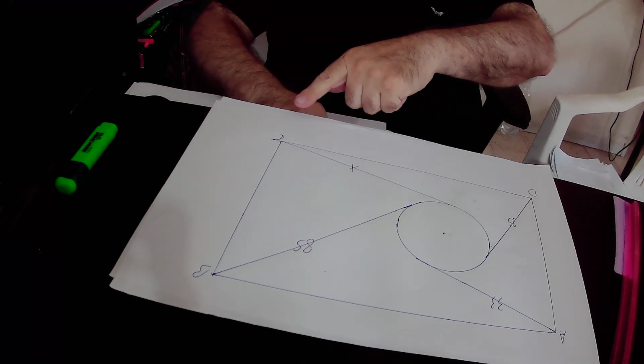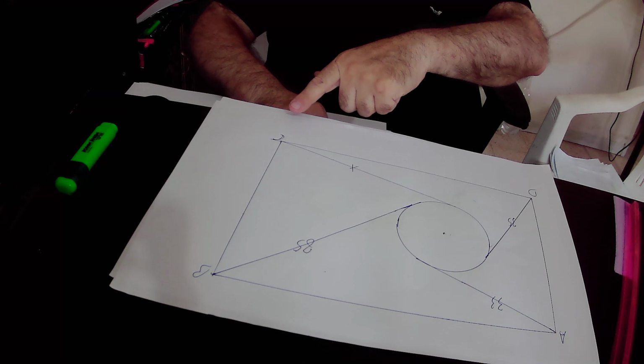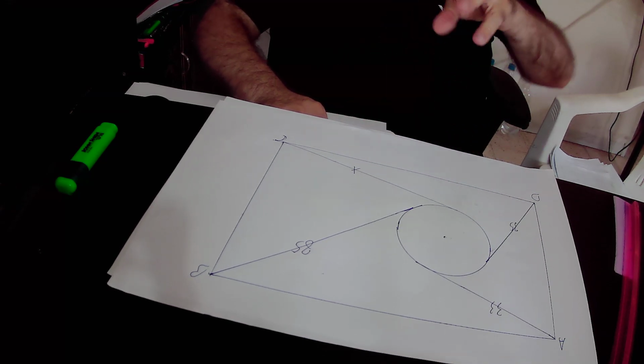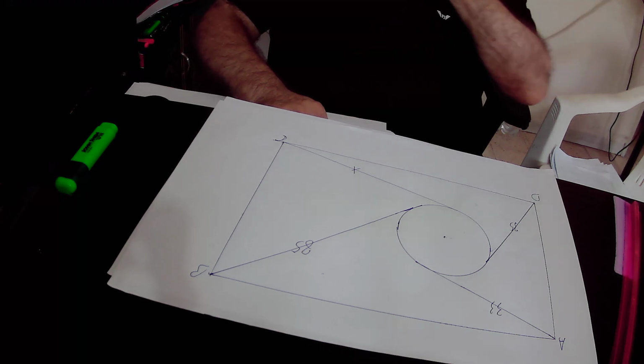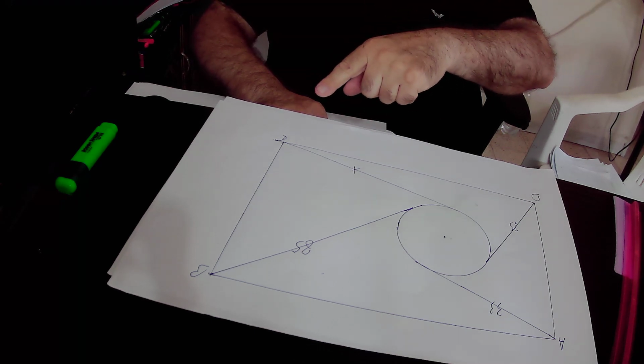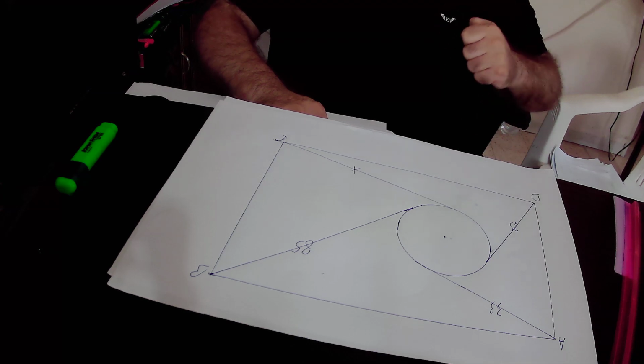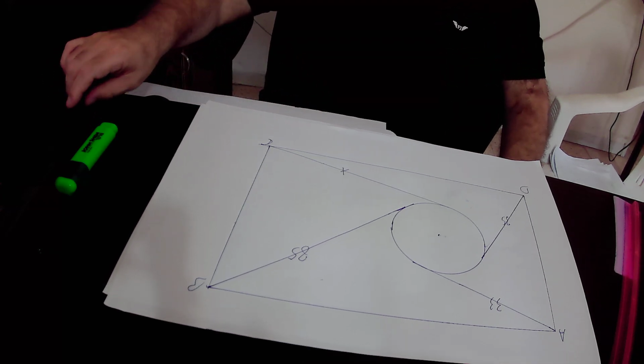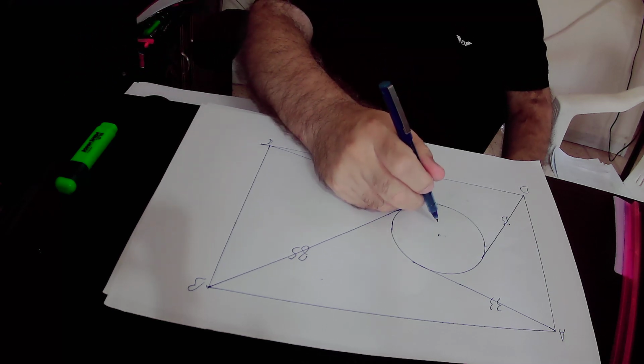Our mission is to find out the length of the tangent from point C to this circle, that is equal to x. So we have to find out the value of x, or the length of the tangent from point C to this circle. First of all, we will define the center of this circle as O.